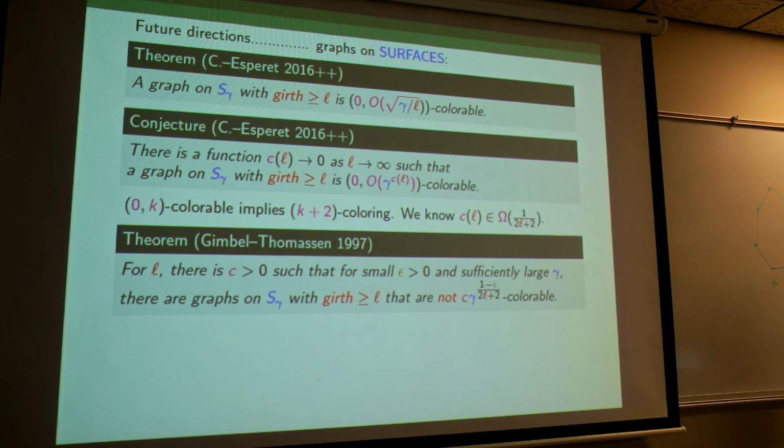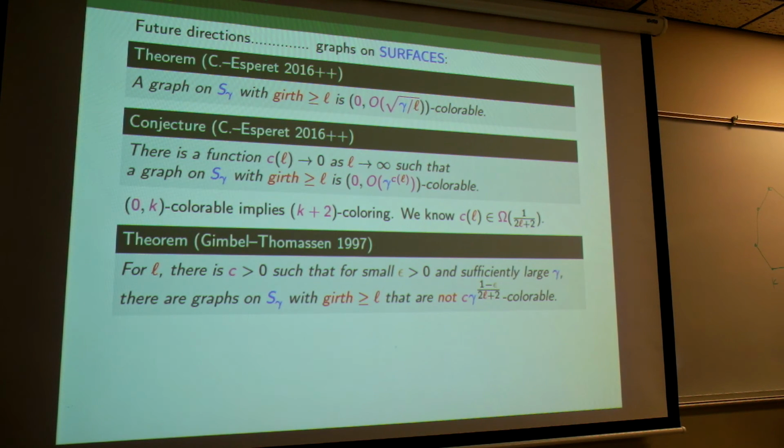And we know that there exists some lower bound, because there's this result by Gimbel and Thomason, where they prove the existence of graphs on surfaces that have large girth, that are not this number colorable in the traditional sense, in the classical proper coloring sense. But if you're not this colorable, then you're not 0k colorable as well. Because if you're 0k colorable, you just use one color for the first part, and because the second part has maximum degree k, you can just use k plus 1 colors. So k plus 2 colors in total. So we know there's a lower bound on this function of L, but we're not sure how tight this is. Maybe there's certainly a huge gap between 1/2 and something like this, or L to the 1/2.